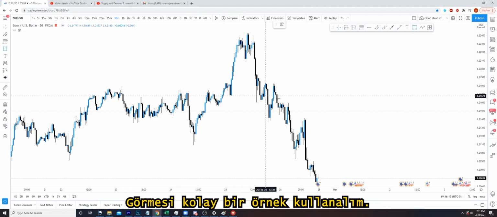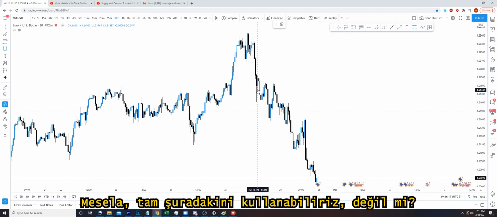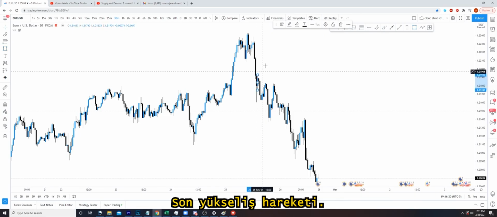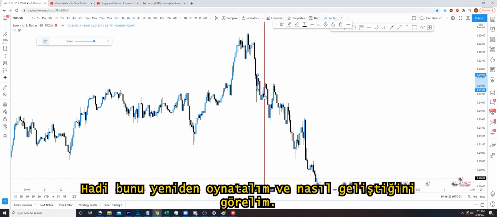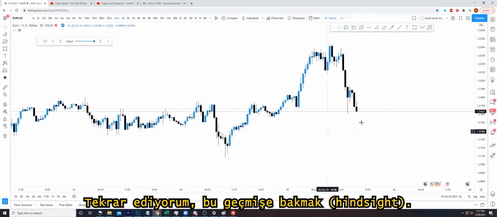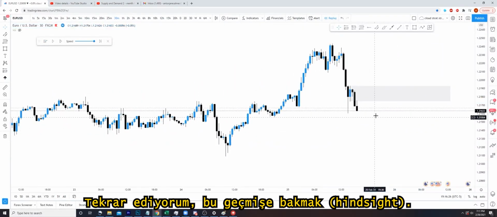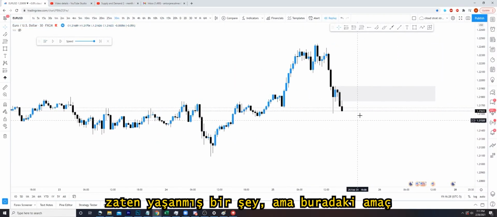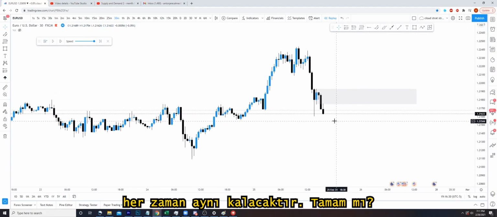Let's use one that is just easy to see. So for instance, we can use this one right here, right? The last up move. So let's actually replay this and just play this out so we can see it. Okay. Again, this is hindsight. I guess it's something that's already happened, but the point of it is always going to remain the same.